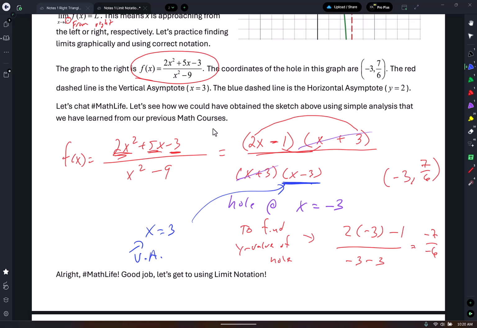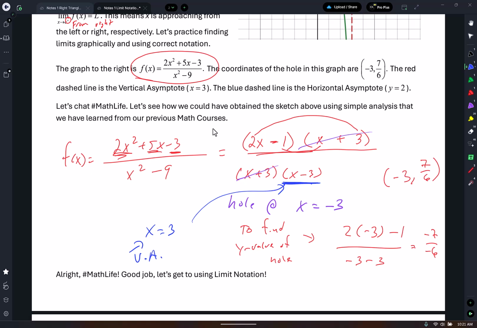What's up, Kyle? Hit me. Yes. You know how you can't divide by 0? Well, what makes my denominator 0? 3. So that means that x equals 3, you have a vertical asymptote. Yes, always use the denominator to find your vertical asymptote.